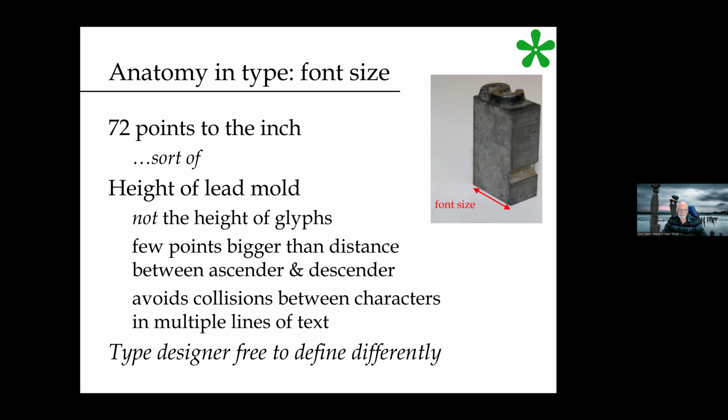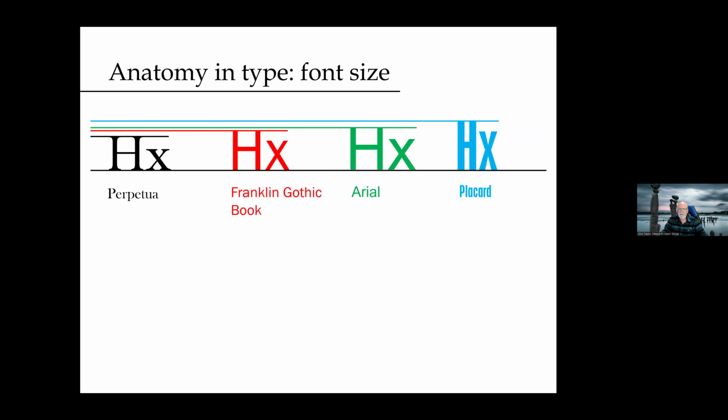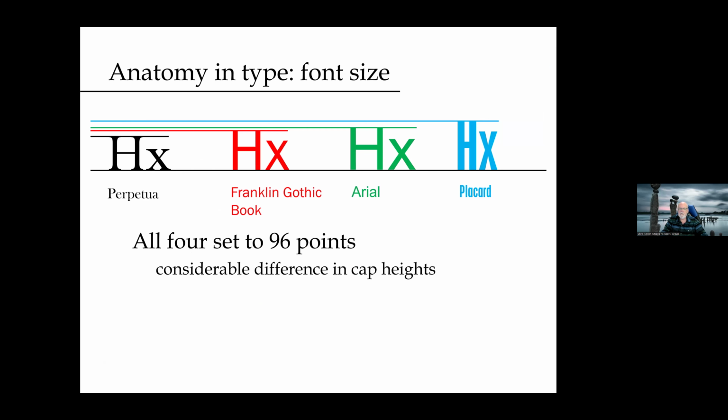Unfortunately, or fortunately for the designer, they're free to define that however they choose to. Here we have 4 examples of typefaces: Perpetua, Franklin Gothic Book, Arial, and Placard. I drew a line across the cap height, and you can see they're actually all different heights. But they were all set to 96 points.